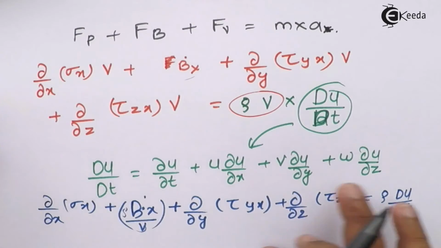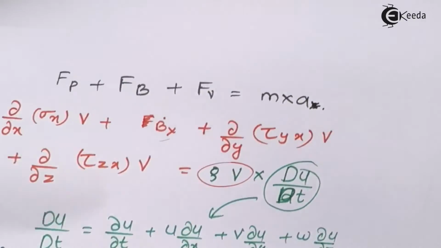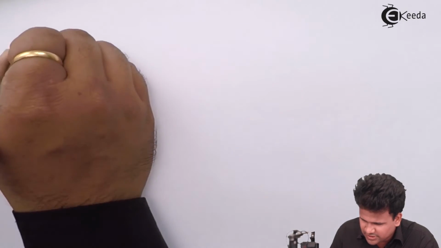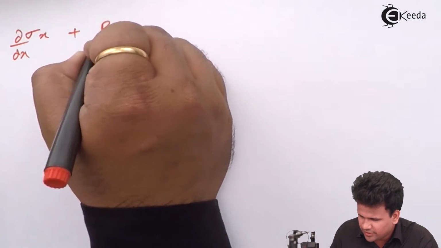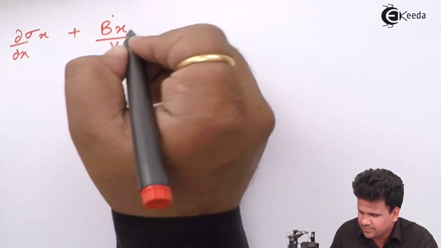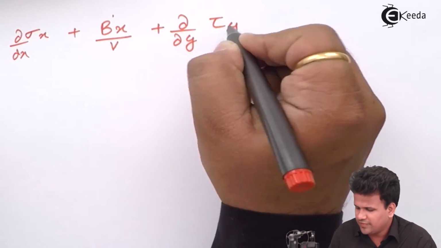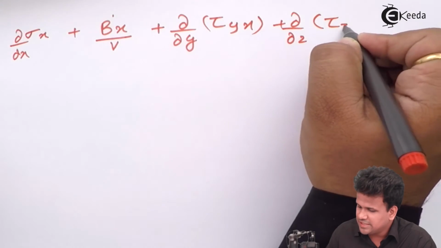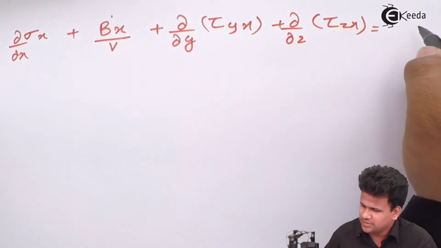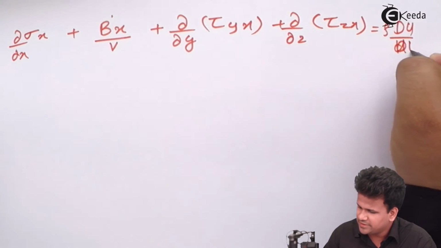So let us write down all this force in all the three individual directions. So what do we get over here? This is dou by dou x of sigma x plus body force per unit mass per unit volume plus dou by dou y of tau of y plane x direction plus dou by dou z of tau of z plane x direction will be equals to, now this will be density into du by capital dt.